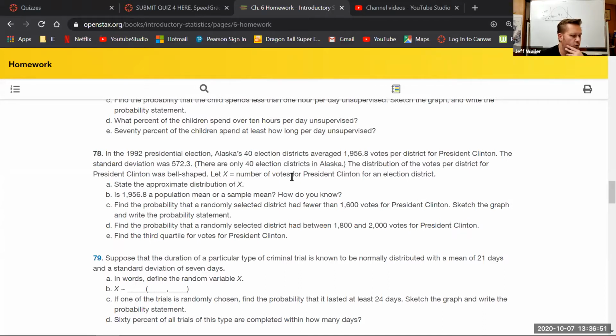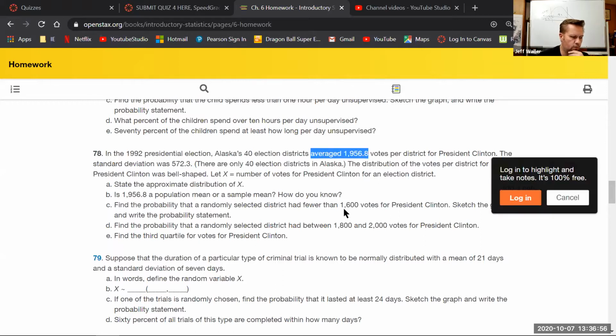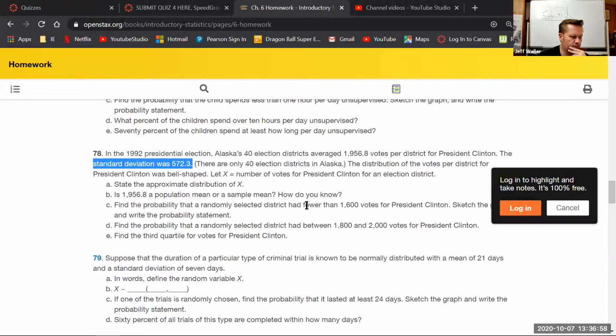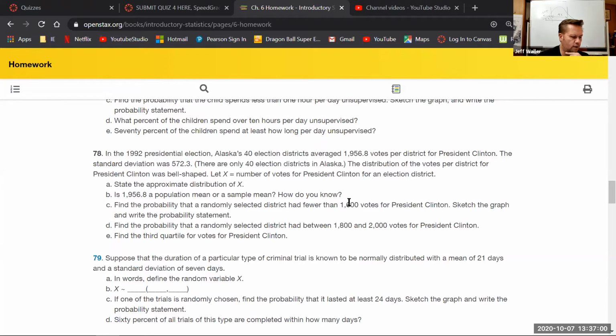So what do they give you? They give you the average. They give you the standard deviation. It was bell shaped, so you know it's normally distributed. That's what they're trying to tell you there. So the approximate distribution density. So you want 78B. Is that a population mean or a sample mean?